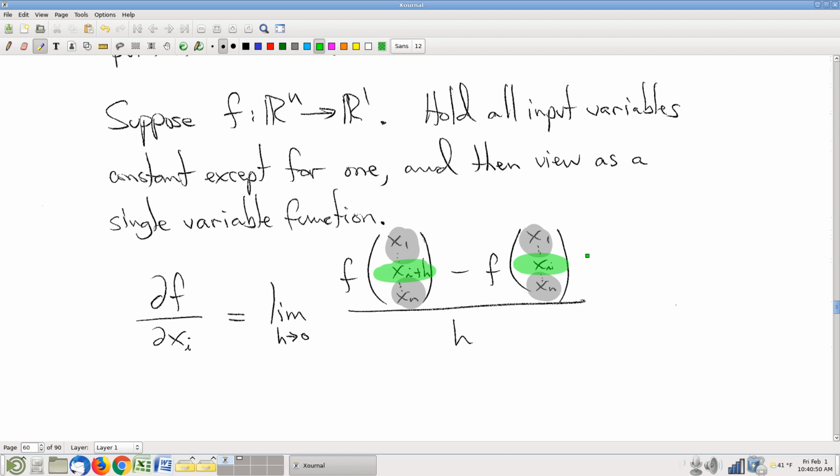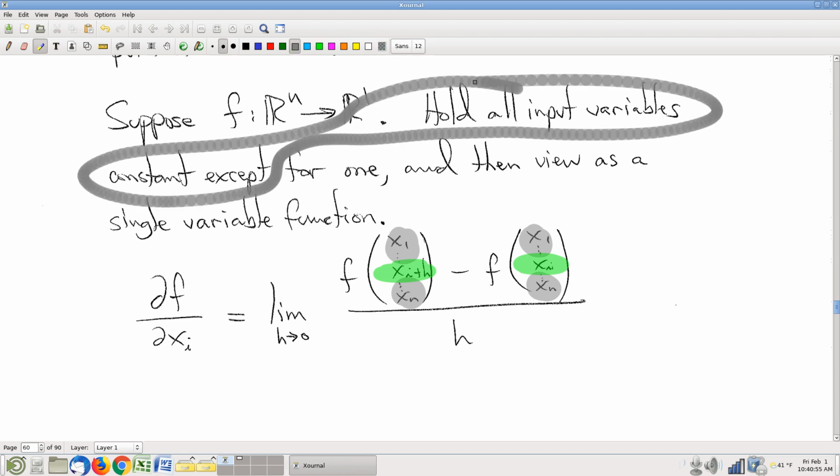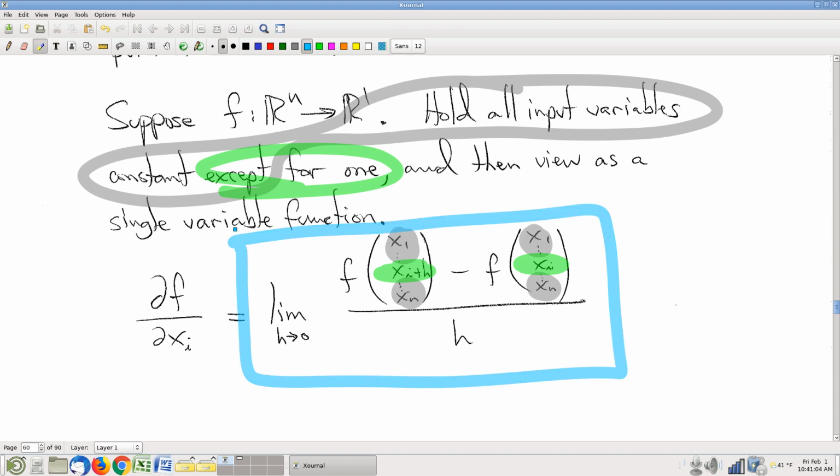And so with this constraint of holding all the input variables constant, except for one, I have a single variable function, and I can just write down the single variable derivative, right? Good old Calc 1 derivative, and that's a thing. It's a kind of a derivative, and it involves this multivariable function f. So this is something that we're going to play with and see if it has any value.